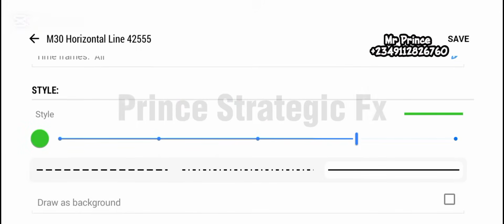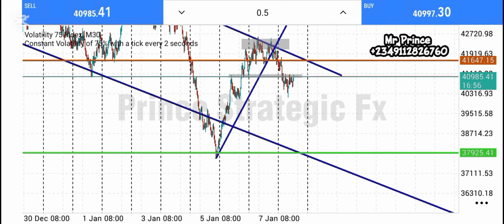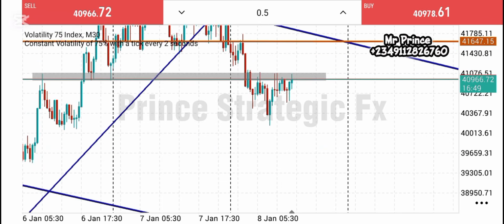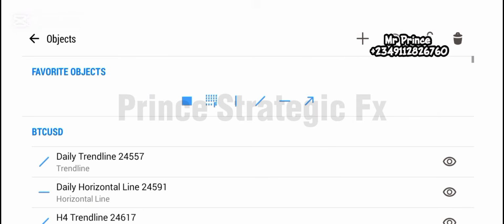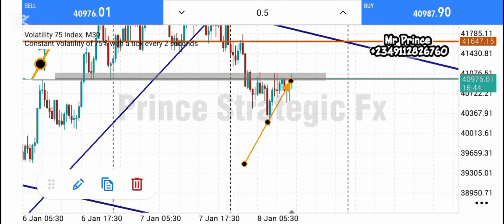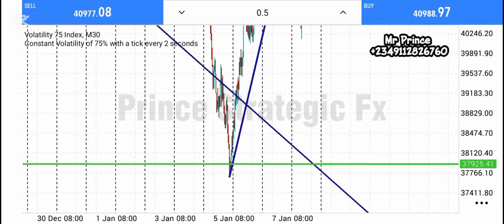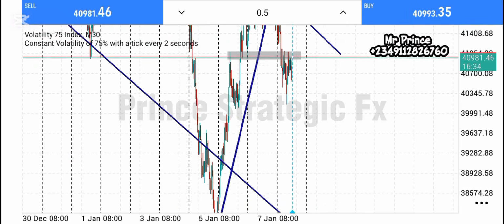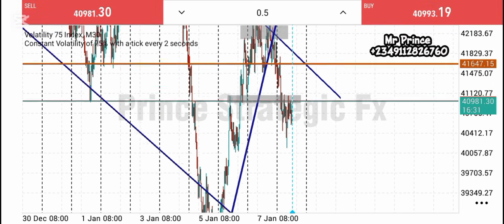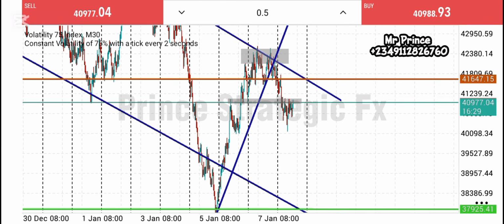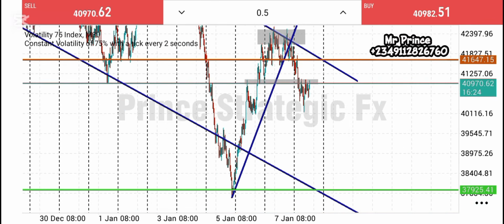Okay, all right. So good. This is exactly where we want to take profit from at this level. So as soon as we start selling from somewhere around here, we now know exactly where we want to take our profit from, somewhere around that green horizontal line. Good. So this is exactly how I trade volatility 75, and I believe you got value from this video.